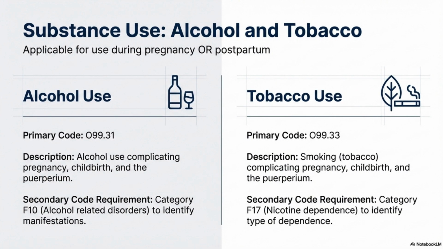Substance use during pregnancy or postpartum requires careful sequencing. For alcohol use, the primary code is O99.31, and you must add a secondary code from F10 to identify the alcohol-related disorder. For tobacco use, the primary code is O99.33, and you'll add a secondary code from F17 to identify the type of nicotine dependence. These codes apply whether the use occurs during pregnancy or in the postpartum period.